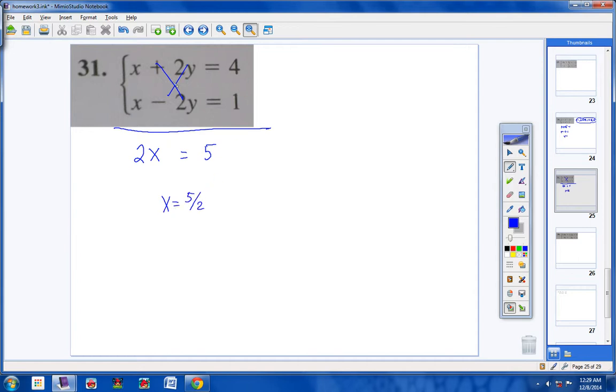Alright, now it doesn't matter which equation you use next. I'm going to use this one here, just because I feel like it. So for my x right here, I'm going to put 5 over 2 minus 2y equals 1. Now I'm going to multiply everything by 2 to get rid of this fraction. So I'm going to multiply the entire equation by 2. 2 over 1 times 5 over 2 is 5. 2 times negative 2 is negative 4. And 2 times 1 is 2. So I got rid of my fractions.